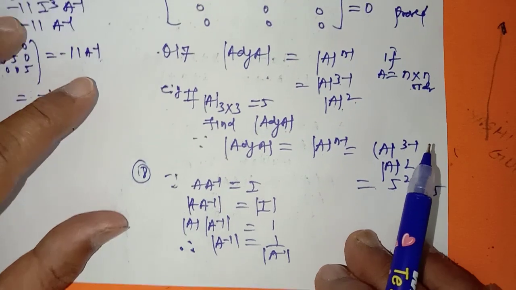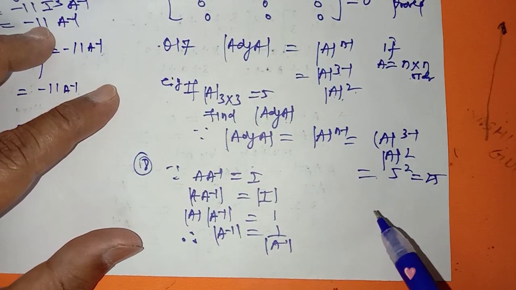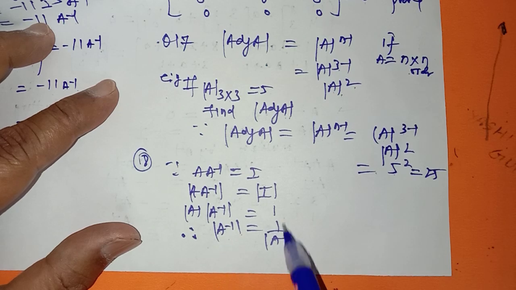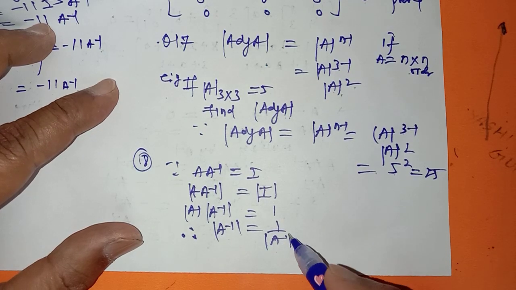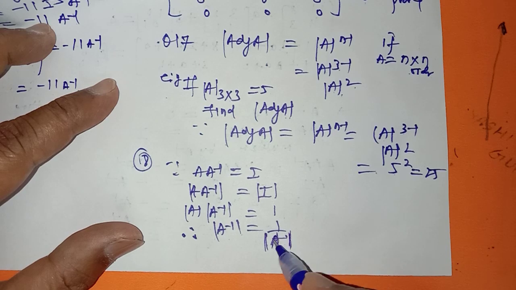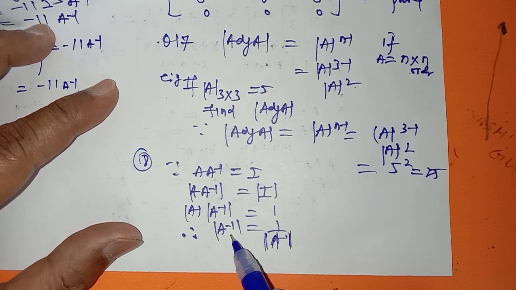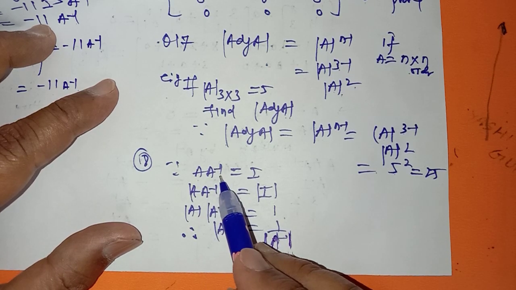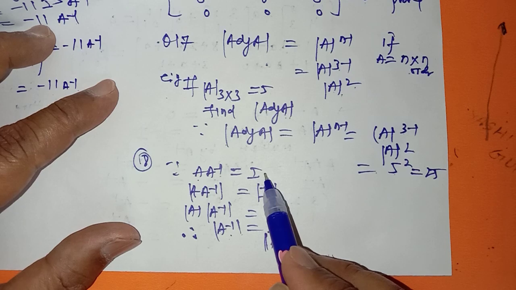Okay. Now in this question number 18, you have to prove that the determinant of A inverse is equal to 1 upon determinant of A. You have to prove that determinant of A inverse is equal to 1 upon determinant of A, that is, the reciprocal. Now we know that A into A inverse is equal to the identity matrix.